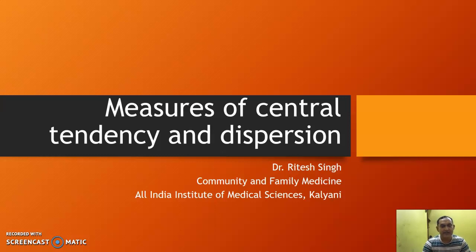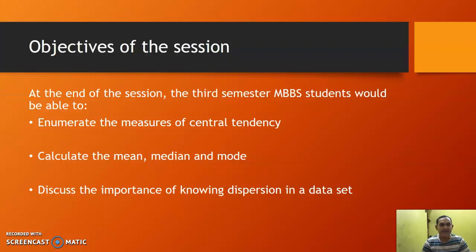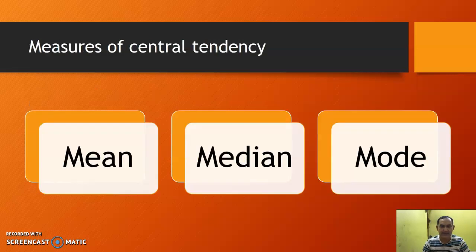In the last two statistics classes, you have read about different types of data, how to present that data in different tables, and how to draw different types of diagrams. In this class, we will learn how to summarize that data set. So at the end of this session, you would be able to enumerate the measures of central tendency, calculate mean, median, and mode, and discuss the importance of knowing dispersion in a data set.